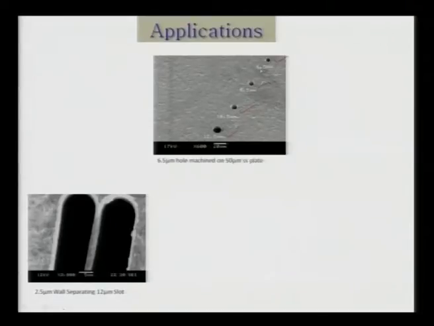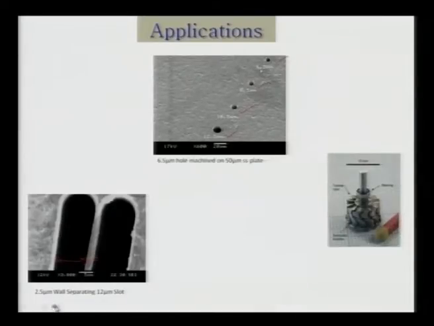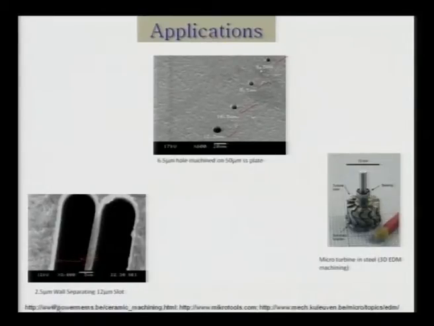Now, a 2.5 millimeter valve separating a 12 micrometer slot is there. This is the 2.5 millimeter valve, and this is the slot, whose size is 12.5 micrometer. Then here is a micro turbine in steel. This was prepared with the 3-dimensional EDM process.